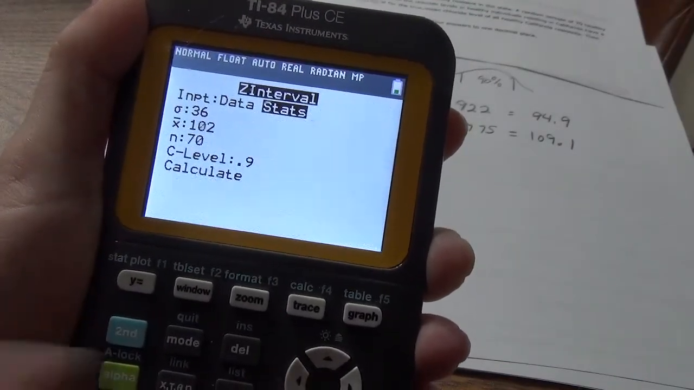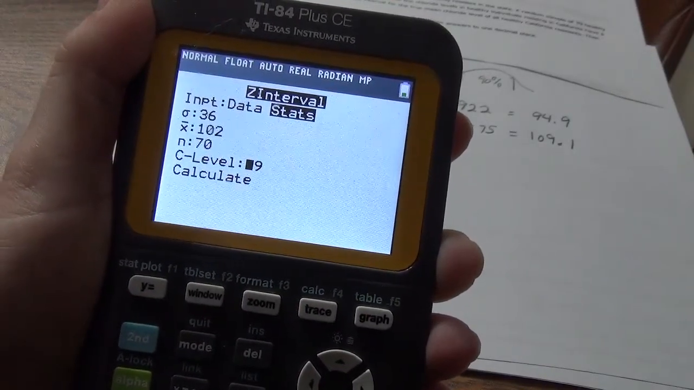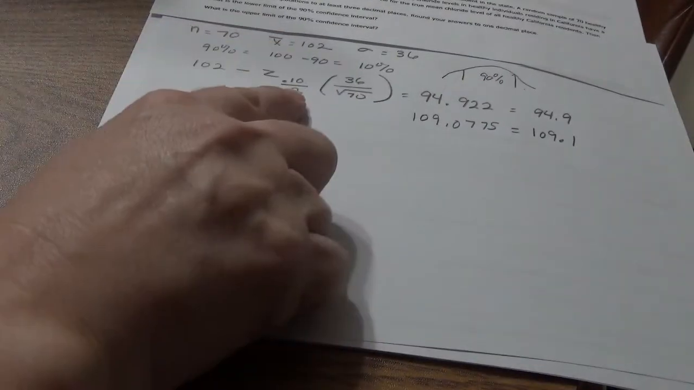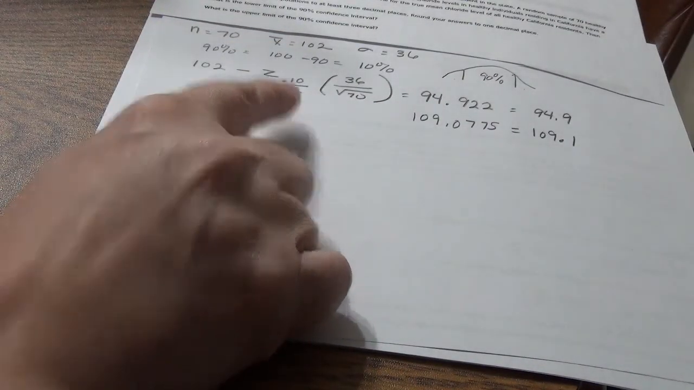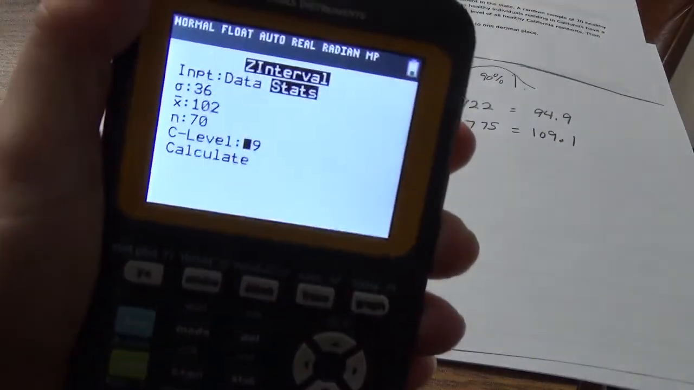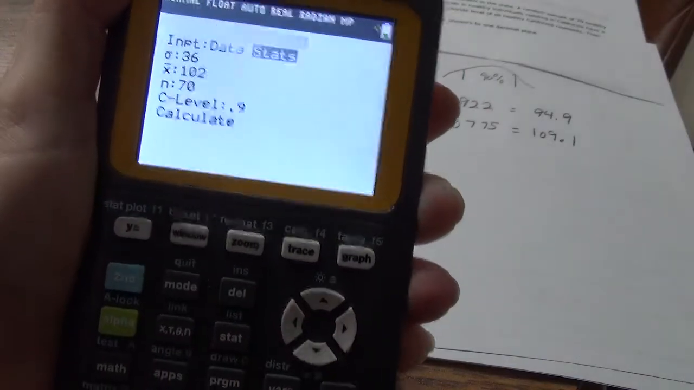Now here's the difference on here. My confidence level is 90%, so I'm going to use 0.9 as opposed to the formula we used, 10% divided by 2. And so I'm just going to leave that as a 90% confidence interval. And then I'm going to go ahead and go to calculate.